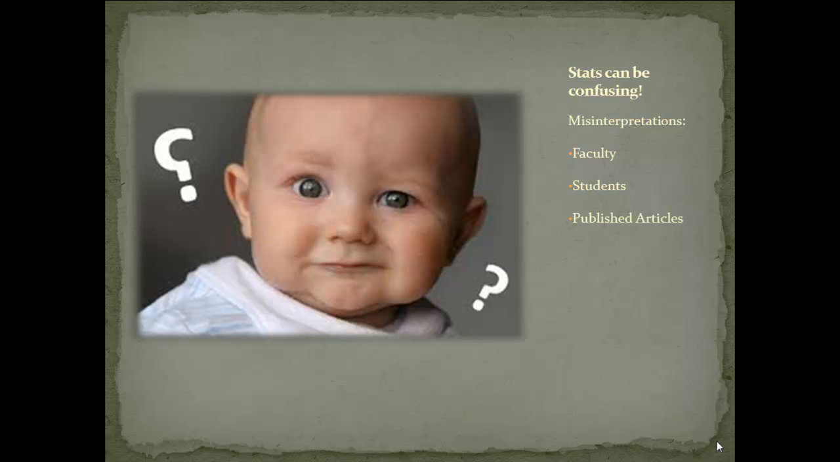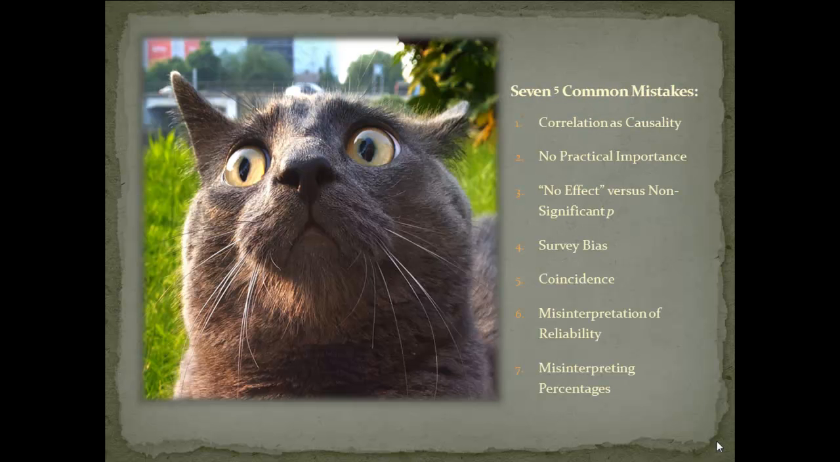So stats can be confusing. I've made mistakes, faculty make mistakes, other students make mistakes. There have even been mistakes in published articles. So everyone makes mistakes. If you catch yourself, as we're talking about these sins, if you've made one of these, don't beat yourself up too much, because we've all been there. And the goal is to start talking about these things, start thinking about these things so that we can be better researchers in the future. So here's kind of the road map of the 7 common mistakes we'll be discussing today. We'll keep returning to this as we go through our different points.